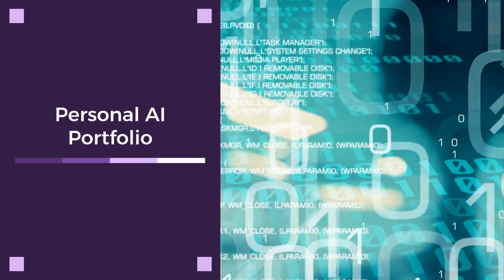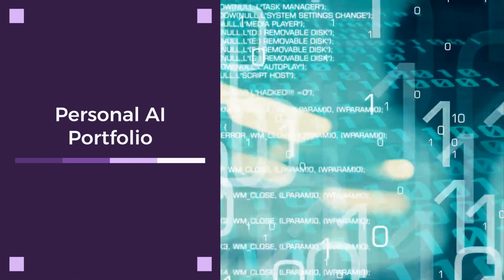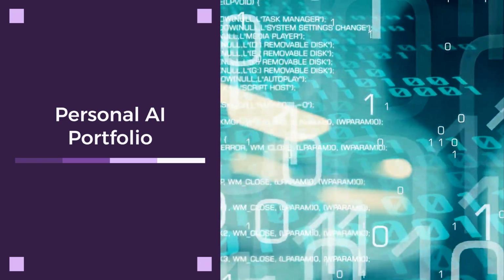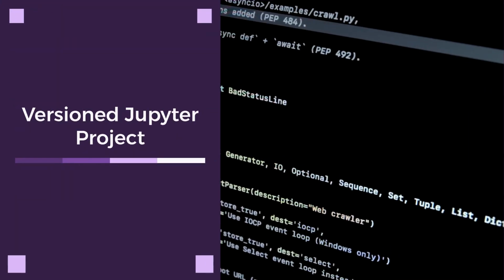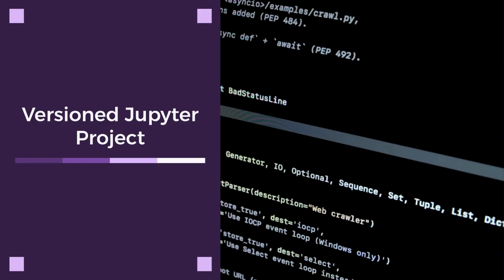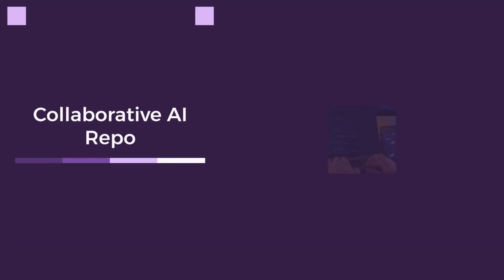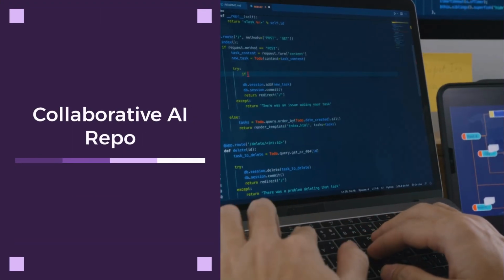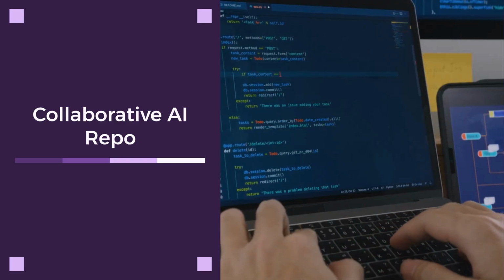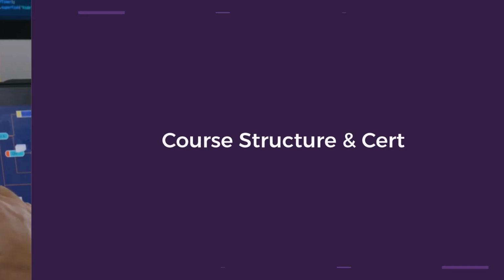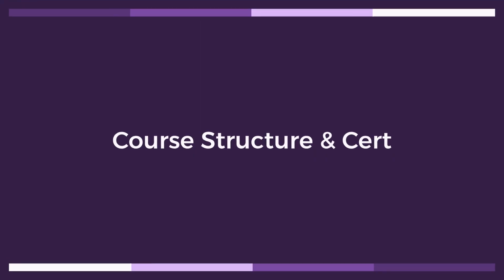You'll create a personal AI portfolio, setting up a professional GitHub profile with a README, pinned repositories, and a clean structure. Track changes to a Jupyter notebook and dataset using .gitignore and commits, mastering version control for your data science work. For the capstone, you'll fork a peer's repository, improve their model, and submit a pull request, simulating real-world team collaboration. The course is structured for maximum learning and culminates in a valuable certification.